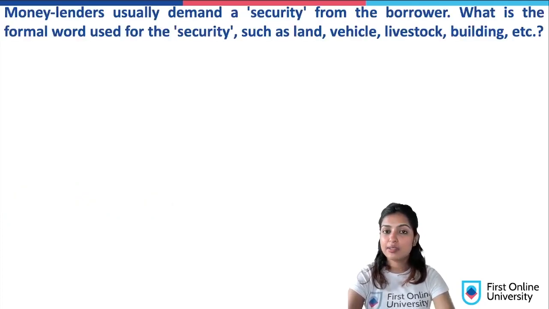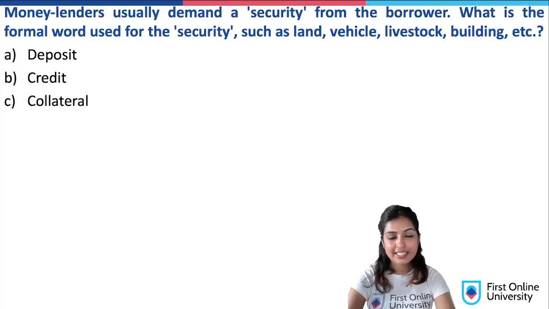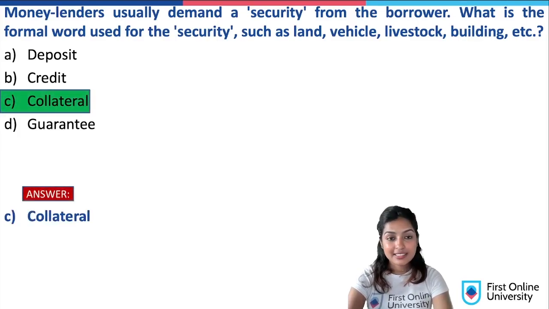Money lenders usually demand a security from the borrower. What is the formal word that is used for security, such as land, vehicle, livestock, building, etc.? A. Deposit. B. Credit. C. Collateral. D. Guarantee. The answer is C, collateral.